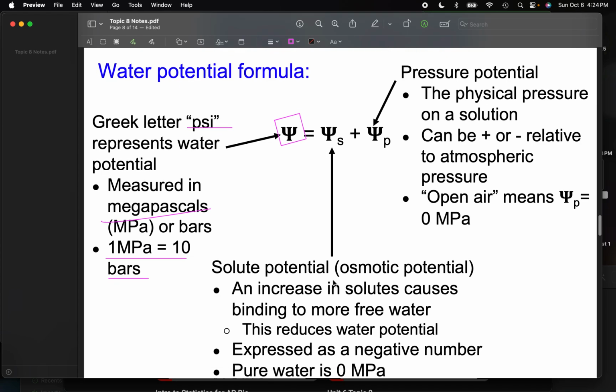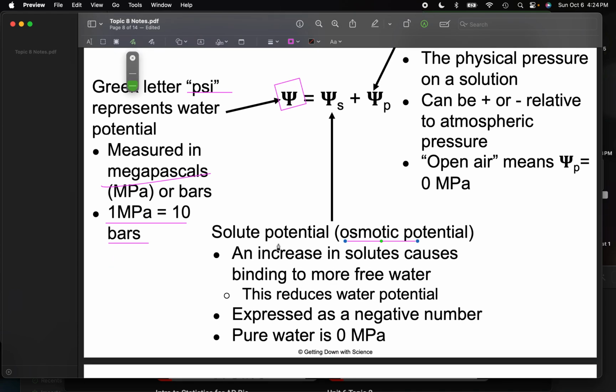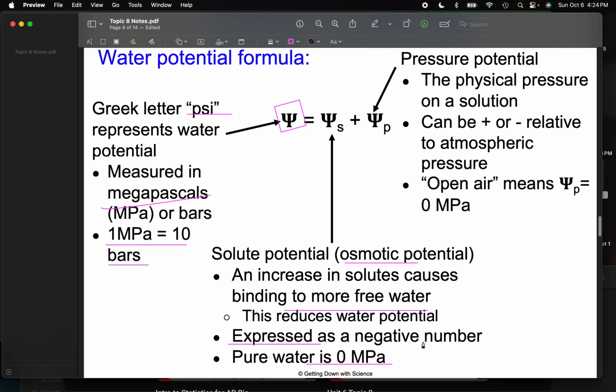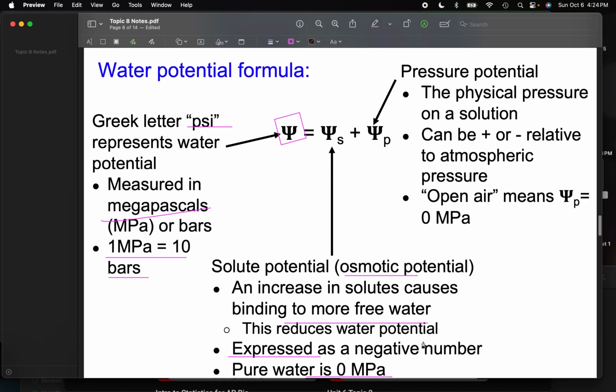You have your solute potential or your osmotic potential. An increase in solute causes binding to move free water, so it reduces water potential. So increasing in solutes makes water move more freely. Expressed as a negative number, pure water is 0 megapascals. The solute potential could be either a variable that we give you or something that you figure out based on the other variables in the equation.